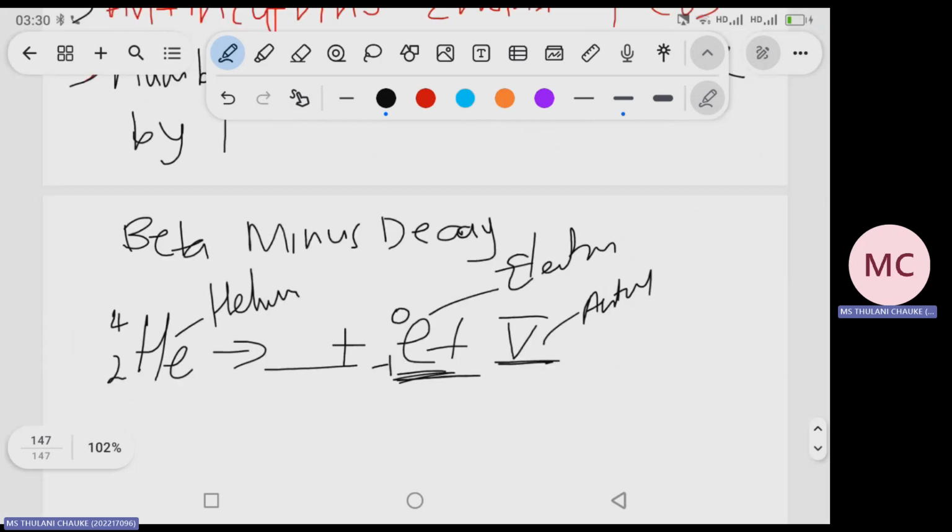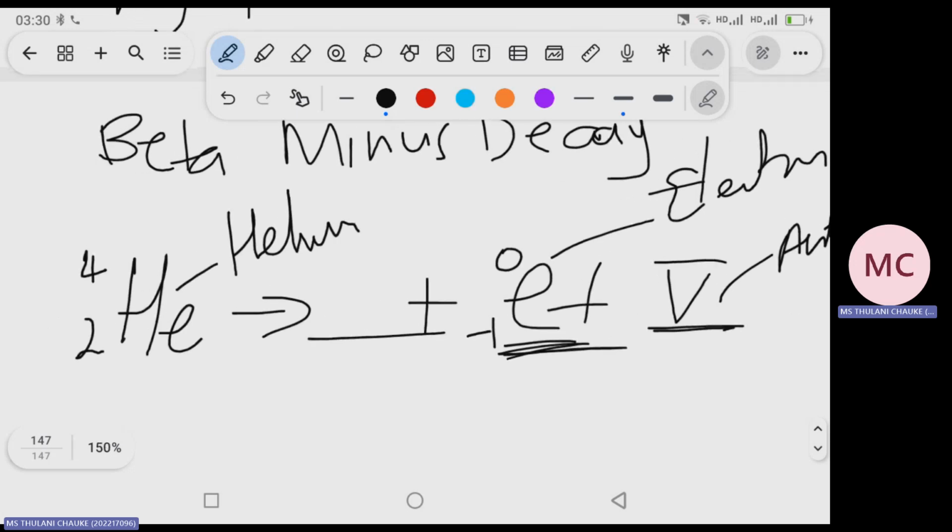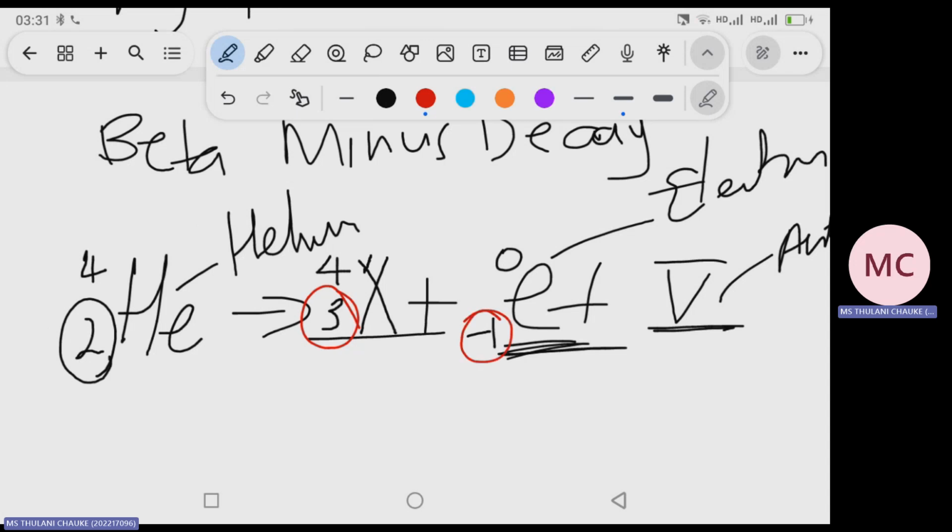And then here, it means we're gonna have an element which I don't know. Let's just say it's X for now. The mass number will remain the same, but the number of protons will increase. So this will be 3. And if you check 3 plus -1, it will give us 2. So the equation is balanced.